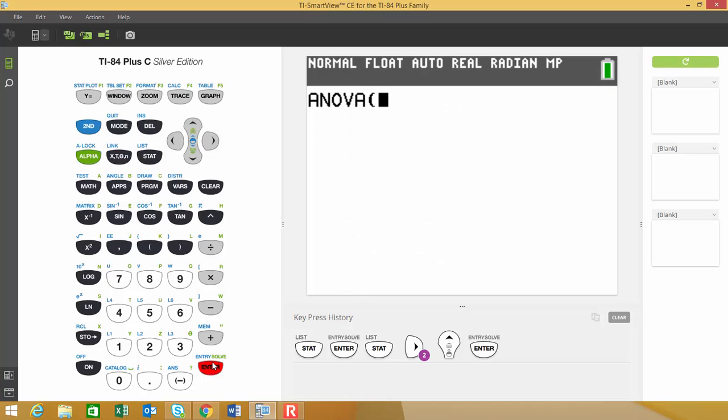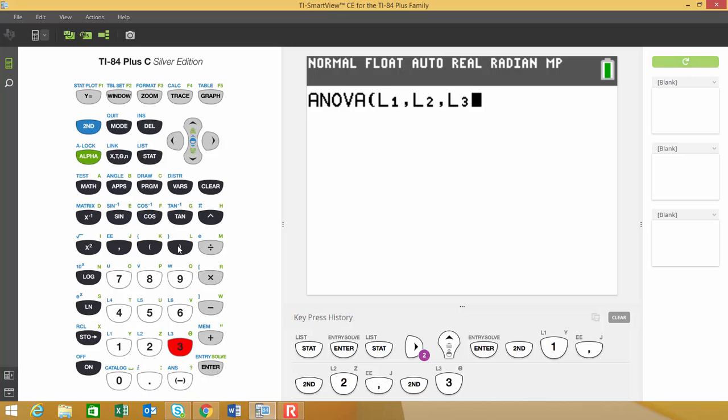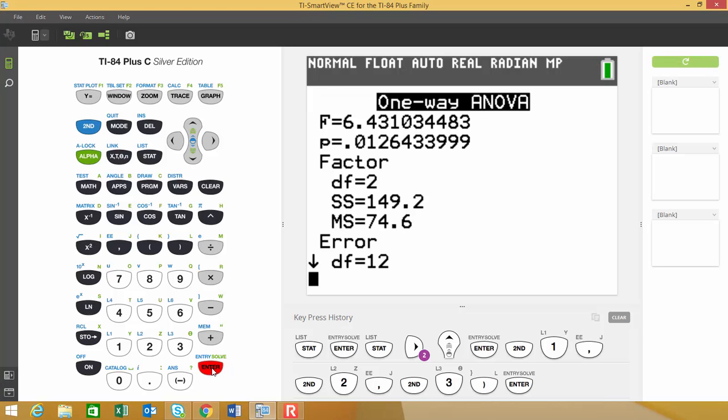When this comes up, it doesn't give you a nice menu like before, so it just says ANOVA left parenthesis. What we have to do is tell it what lists we're performing the analysis of variance on. If you recall, when I inputted the data, we had three different lists, or three different groups that we were taking a look at. So the first group was in list one, and then we have to separate that with a comma, which is directly above the seven. The next group is list two, separate it with a comma, and then the last group is list three, and then we'll close parentheses. From here, you'll just hit enter. Once you hit enter, it'll say, okay, you just did a one-way analysis of variance.